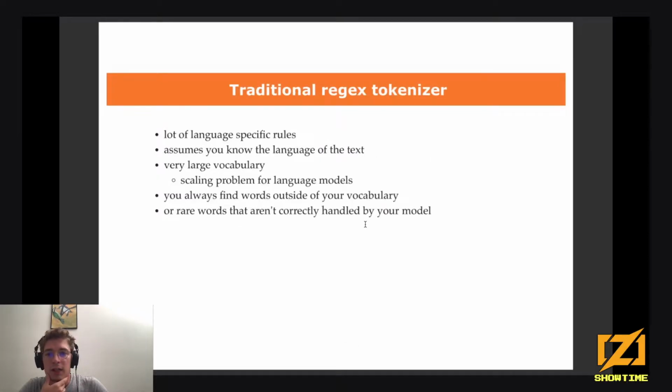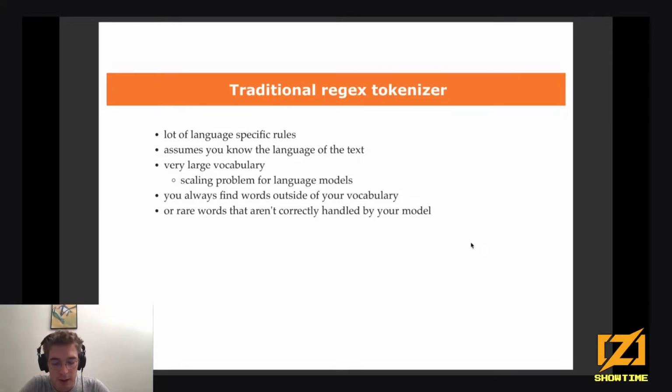So of course, the tradition for this task is to have a regex tokenizer, and for each language you will have a lot of specific rules. Some languages use dots, for example, in dates, or they use dots in currency. So you have to handle them specifically for each language. Of course, it assumes that you know the language of your text, which is not always the case when you're working with text that comes from the web.